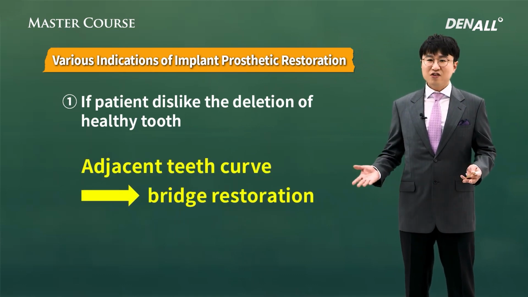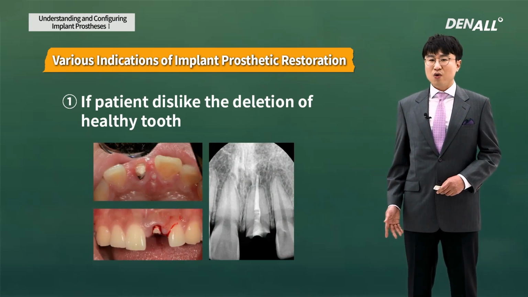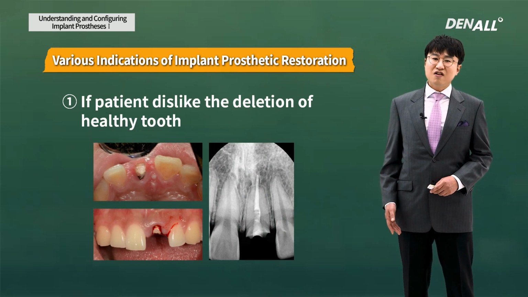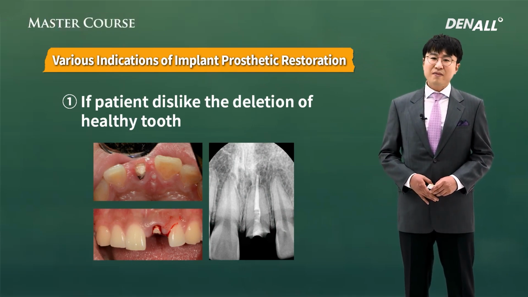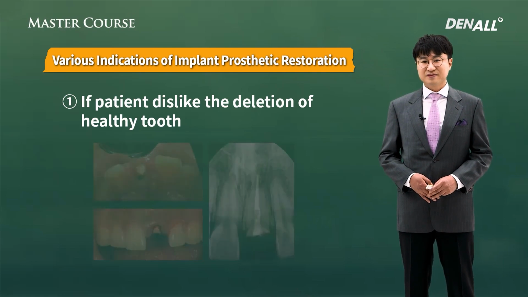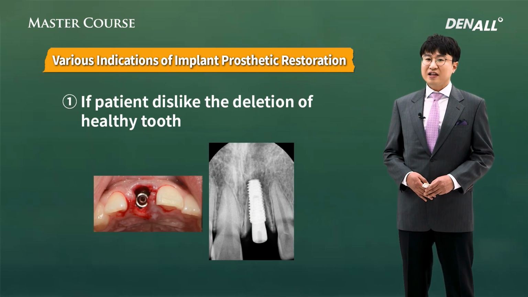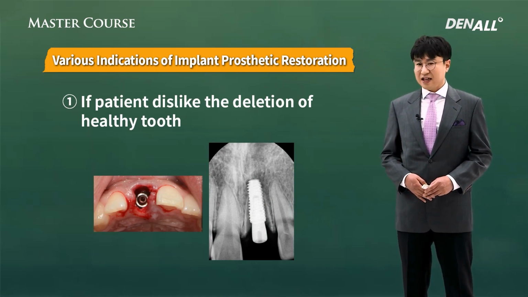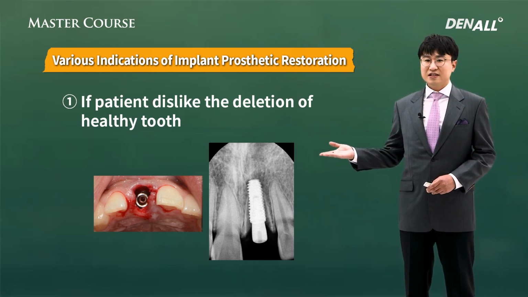But rather than such unique cases, if the bone and soft tissue conditions are okay, and the patient also wants an implant rather than prepping healthy teeth, and you opt for implant restoration, then you don't have to delete or prep healthy adjacent teeth. And this was a case where I did immediate placement.